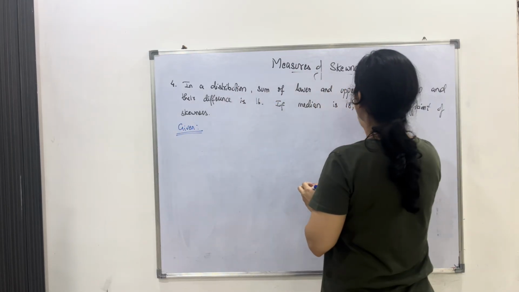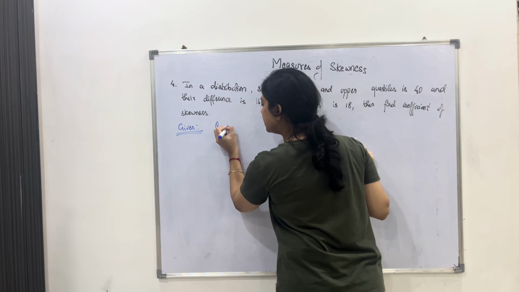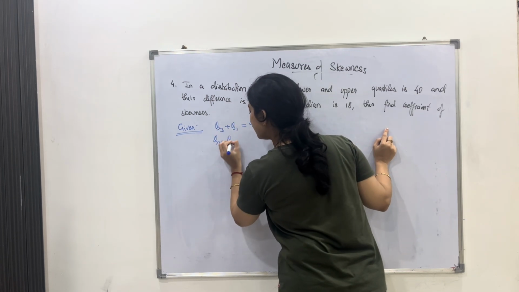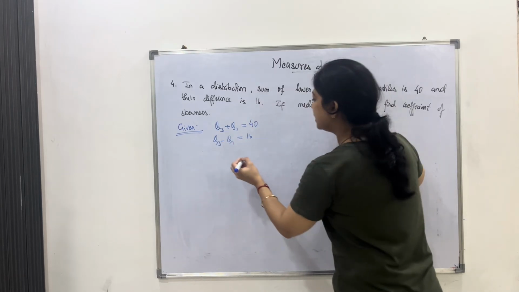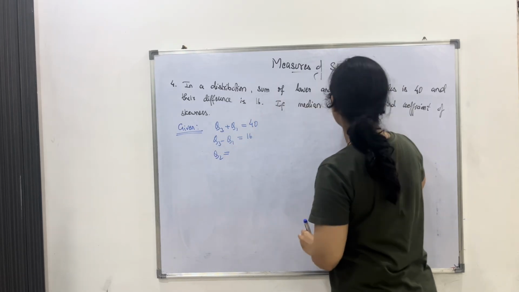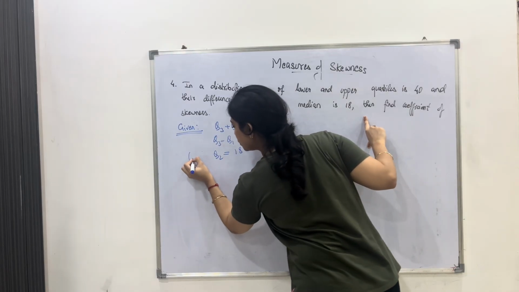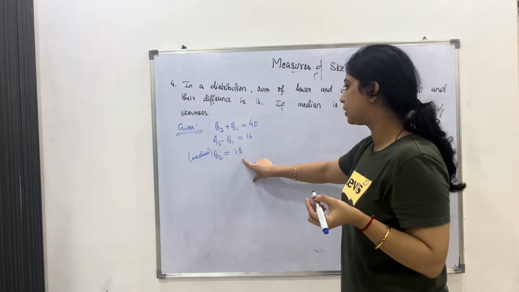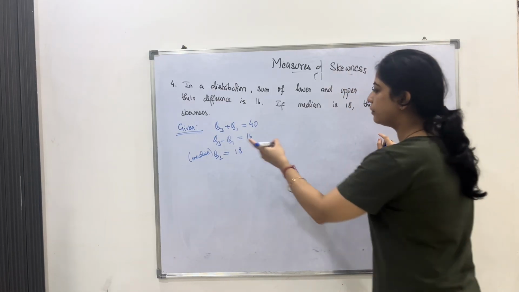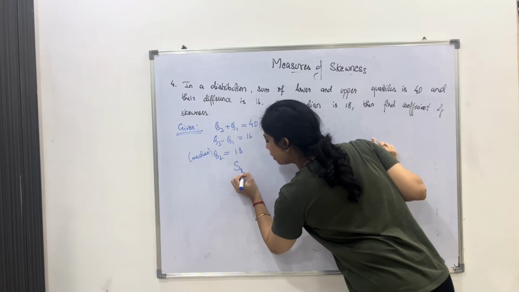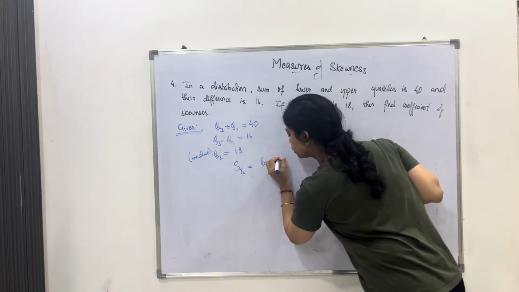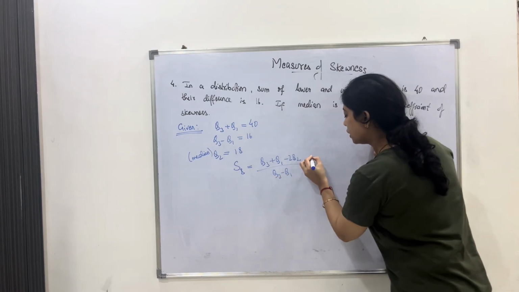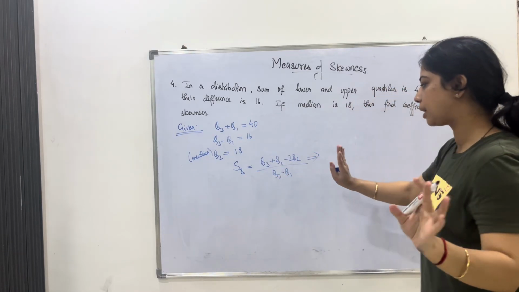Now, sum of lower and upper quartiles, which is Q3 plus Q1, is equal to 40, and the difference Q3 minus Q1 is 16, and median. Median is called Q2, which is 18. You can mention there median means second quartile, Q2, which is equal to 18. Now find coefficient of skewness. So we will be applying Pauli's coefficient of skewness, which is Q3 plus Q1 minus 2Q2 divided by Q3 minus Q1. So all the data is given to us. We just need to substitute it.